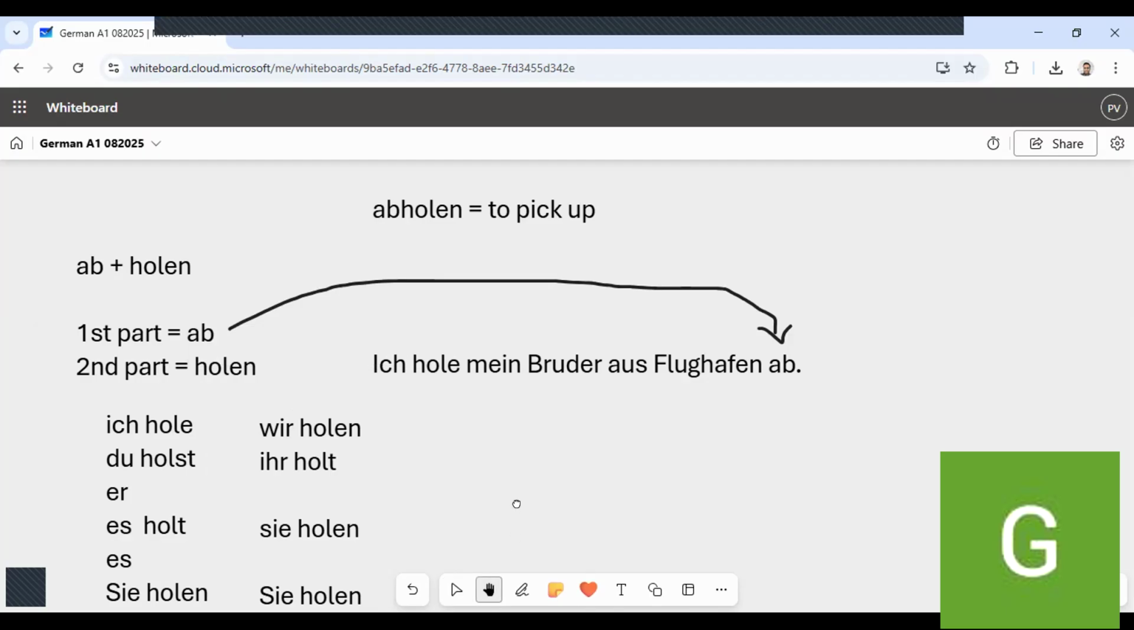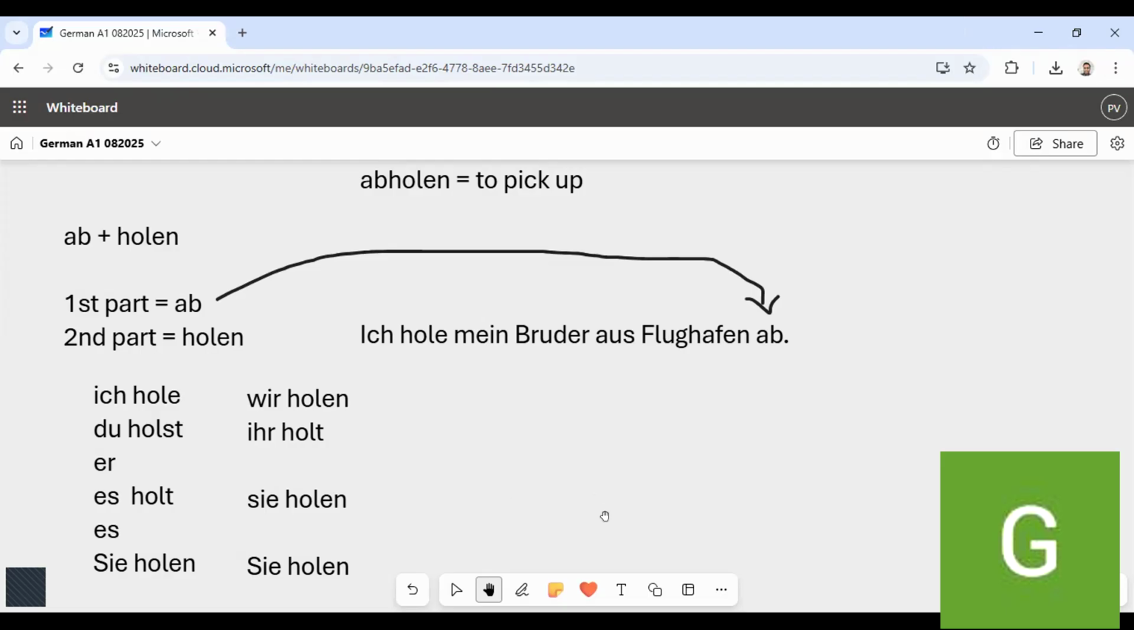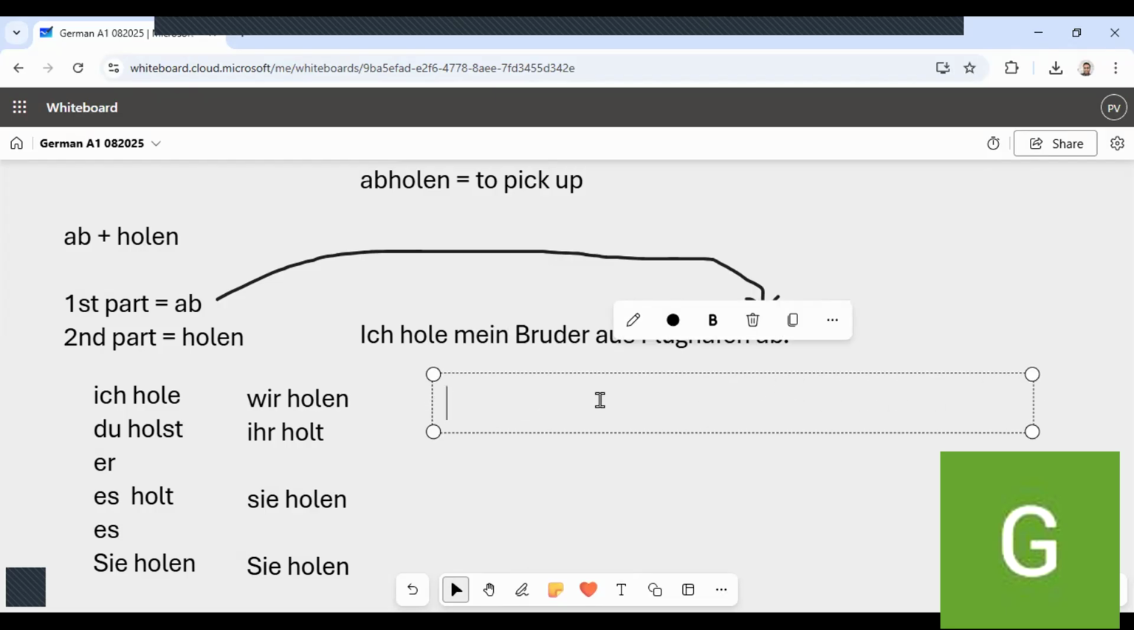So this is the conjugation of this verb, abholen: ich hole ab, er holt ab. Okay. Suppose you want to make a sentence again with this verb, and the sentence will be like this in English: I am picking up my sister from school.